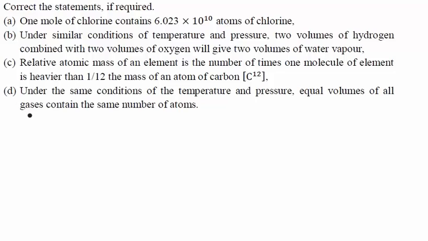So look at this question. The question is: correct the statements if required. So the first part, A, is what? 1 mole of chlorine contains 6.023 into 10 to the power 23 atoms of chlorine. So the first thing is that you have 1 mole of chlorine.